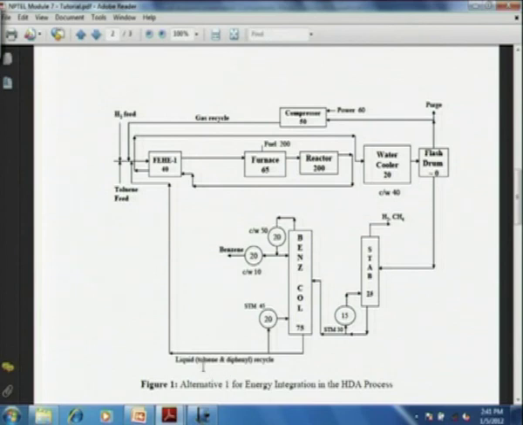Here we see a recycle of toluene and diphenyl. Okay, so there are only two columns, and what you see are the numbers corresponding to the annual capital cost.